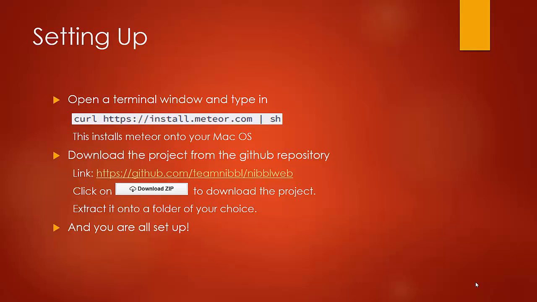After the download, extract and save the Enable web folder to any desired location. Be sure you can easily locate it in your terminal, as you will need to go to this folder every time you want to run the application. After this, you are all set up and you can run the application. So how do you run it?